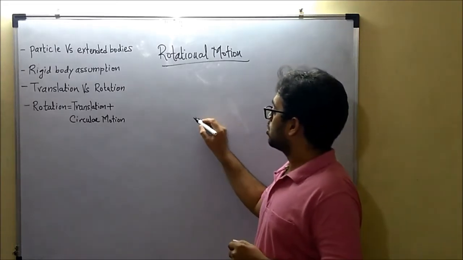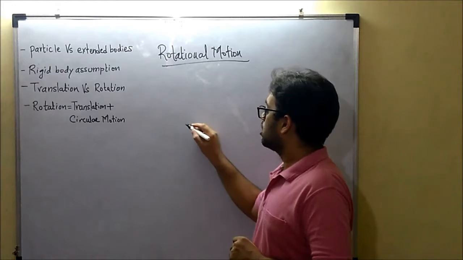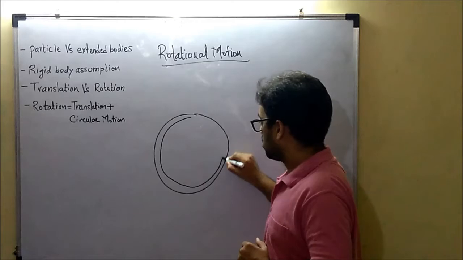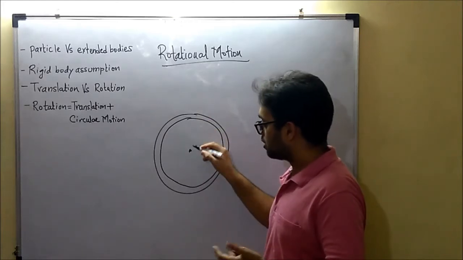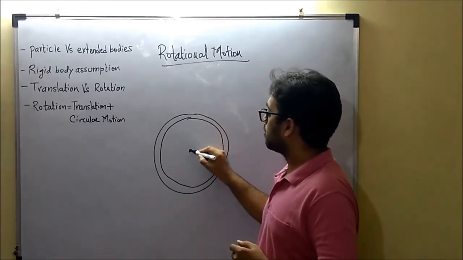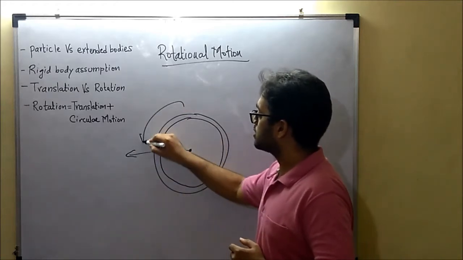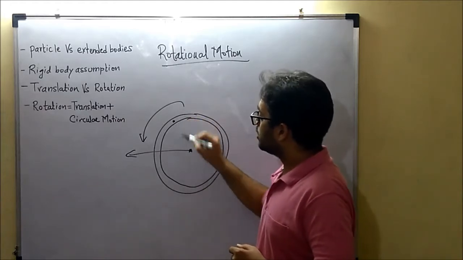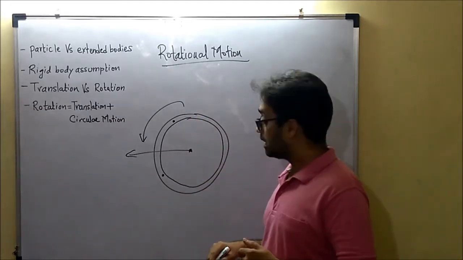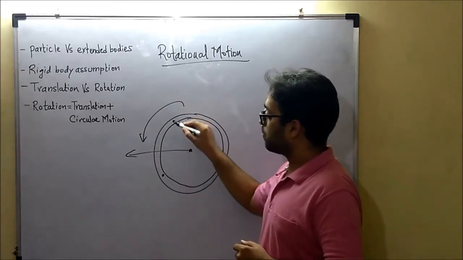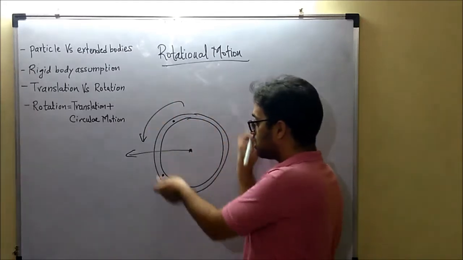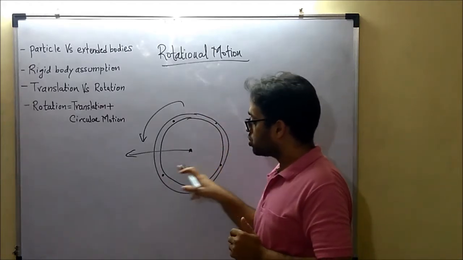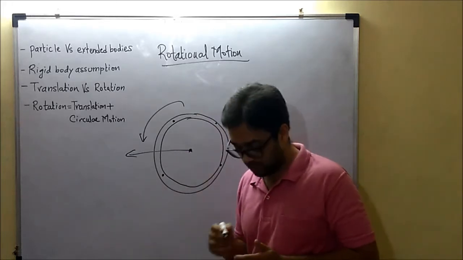So you consider a ceiling fan that I had drawn earlier, or you can consider your bicycle's wheel, or the tire of your car. You consider any such object. Now this particular bicycle wheel is moving forward as well as describing a circular motion about this particular axis. If you consider any two points of this wheel, then the distance between these two particles will always remain the same. So you can consider this entire body as a rigid body. You consider any two points or any three points, they should not change the respective distances between them.